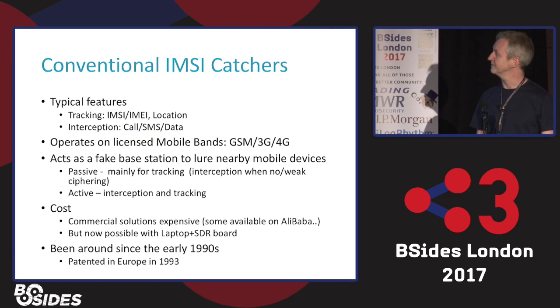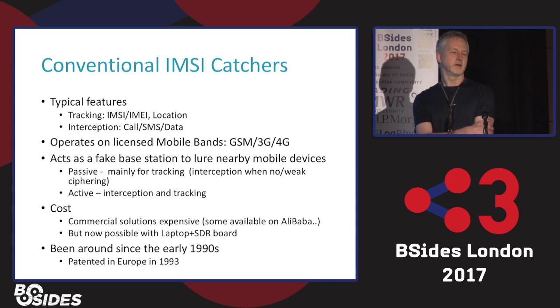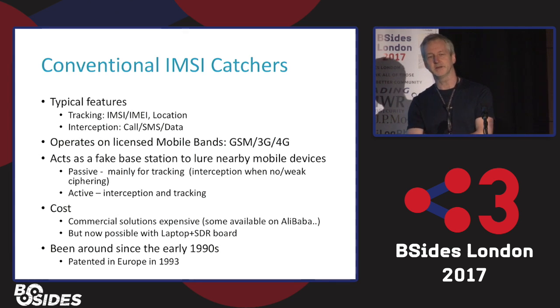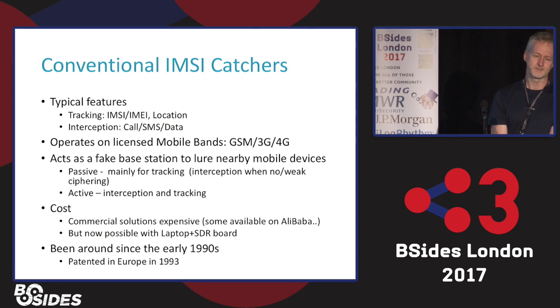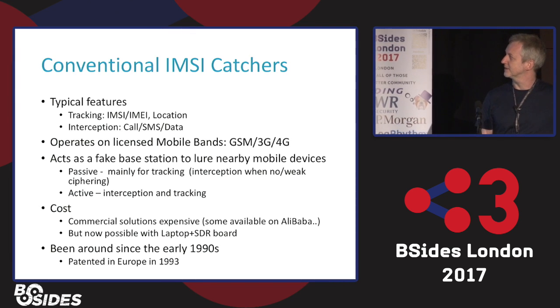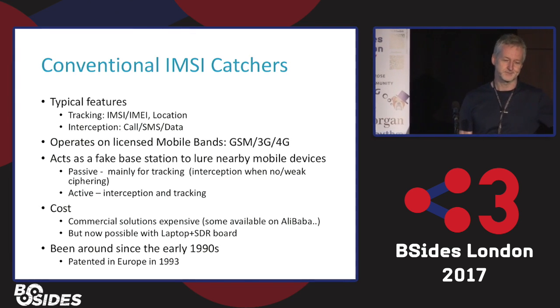So conventional IMSI catchers, well, they basically will track a device based on the IMSI and possibly also the IMEI, and they can determine a location, and they can also typically intercept call and SMS data.